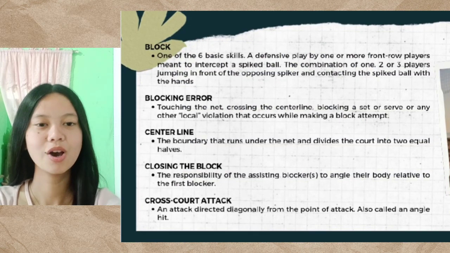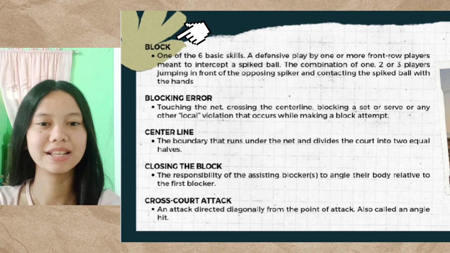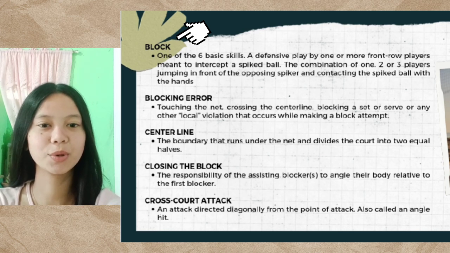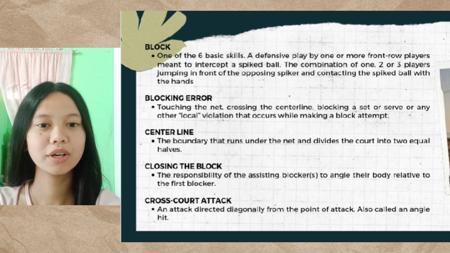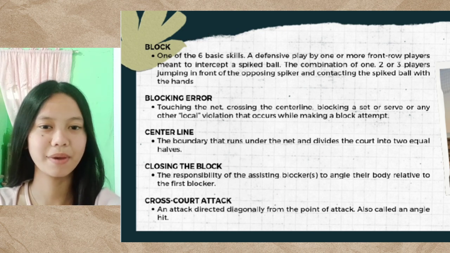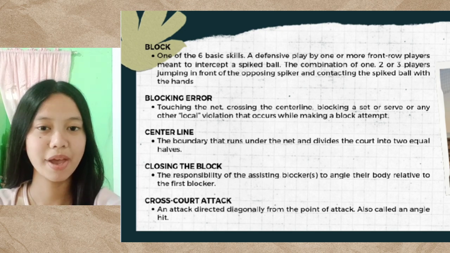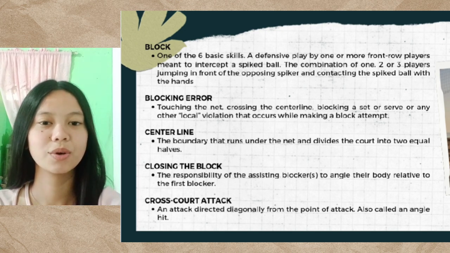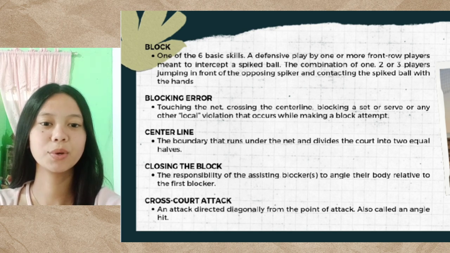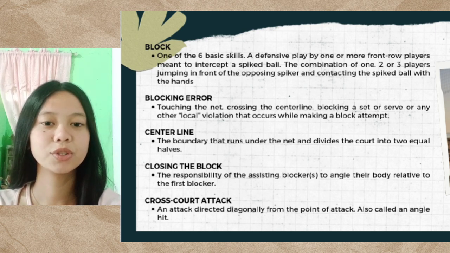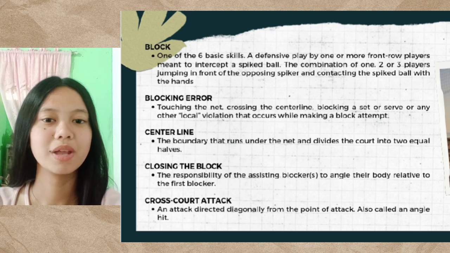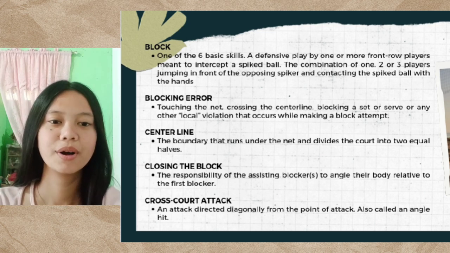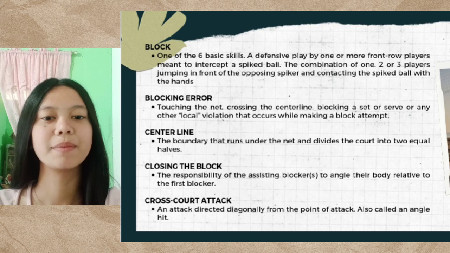Next is block. One of the six basic skills in defensive play by one or more front row players meant to intercept a spike ball. The combination of one, two, or three players jumping in front of the opposing spiker and contacting the spike ball with the hands. So, a block may be performed by one front row player or a combination of front row players jumping near the net in front of an opposing attacker. The goal is to block the spike ball with the hands or arms, preventing the spiker from a successful attack.